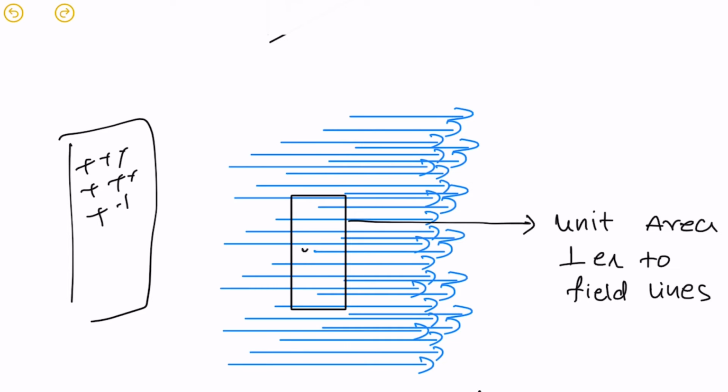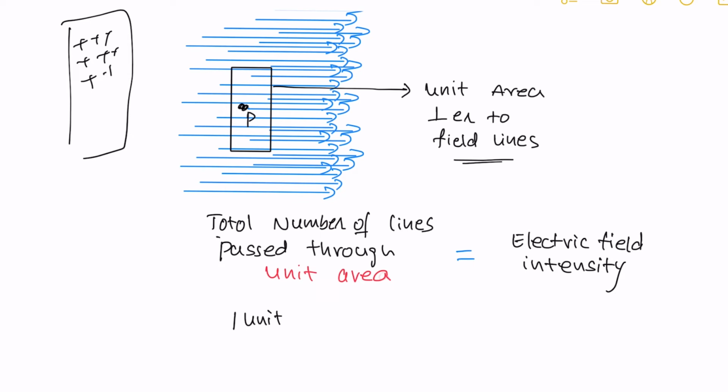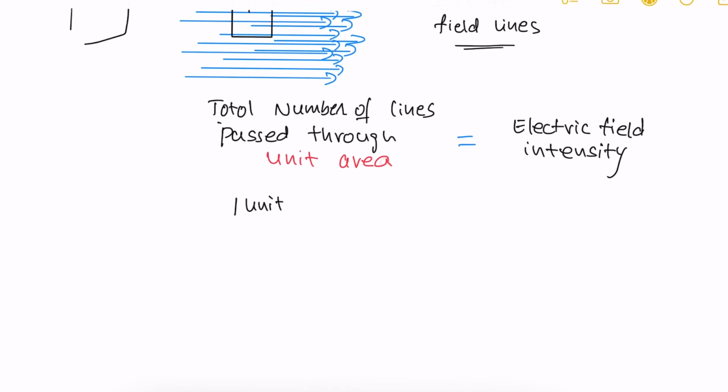Electric field lines at the point P. So immediately I take the unit area around the point P. The total number of lines passed through unit area is called electric field intensity. So this is taken as a reference, but this reference concept is very useful to understand so many concepts. Total number of lines passed through unit area, that is electric field intensity. Through unit area, the number of field lines is E.